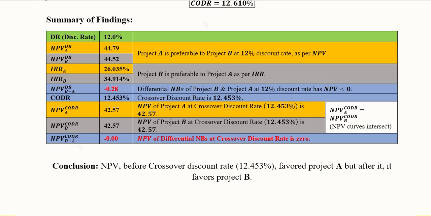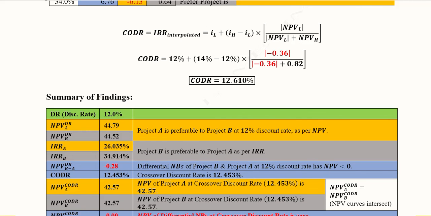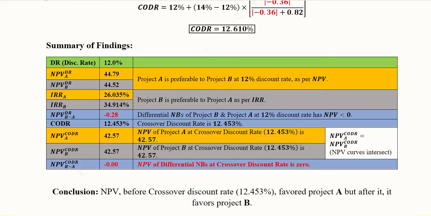So this is how it is. At 12%, it has a negative NPV. Now the crossover discount rate, the main thing that we were trying to calculate. 12.45, whereas this is 12.61. So the overestimation is evident, which is nothing surprising again. This is a more precise value of the crossover discount rate.